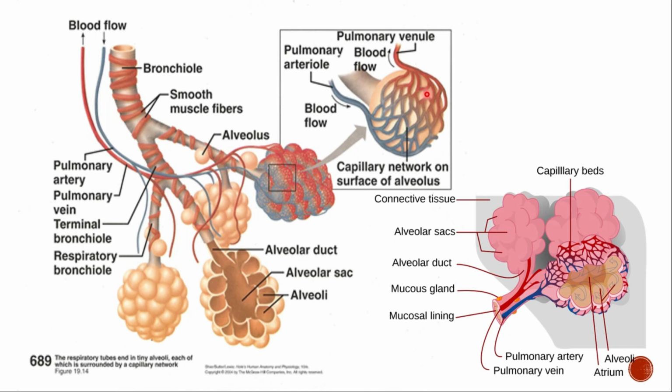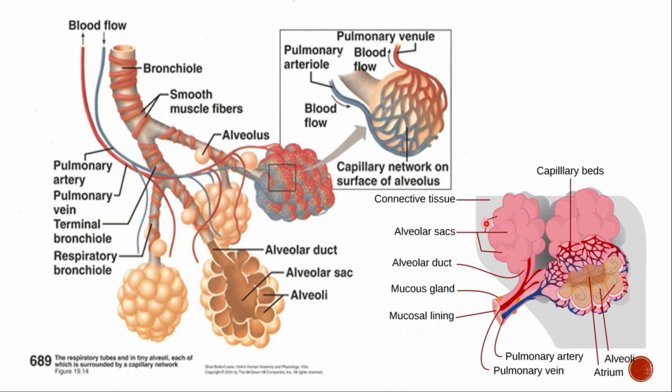The oxygenated blood then leaves the lungs and travels back to the heart through the pulmonary vein. There are four pulmonary veins, two for each lung, and all four carry oxygenated blood to the heart. From the heart, the oxygenated blood is then pumped to cells throughout the body.